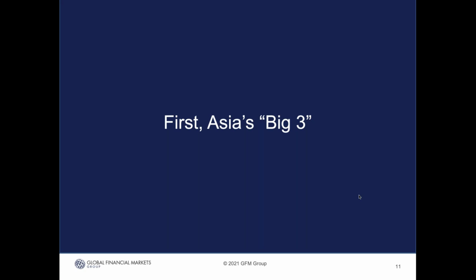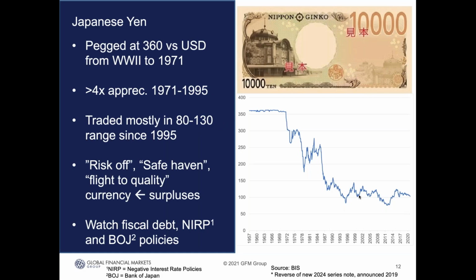And the first group here is what I call Asia's big 3. These are the big 3 because they were included in the juice basket. They were Japan, India, and China. So let's take a look at what these 3 currencies are.